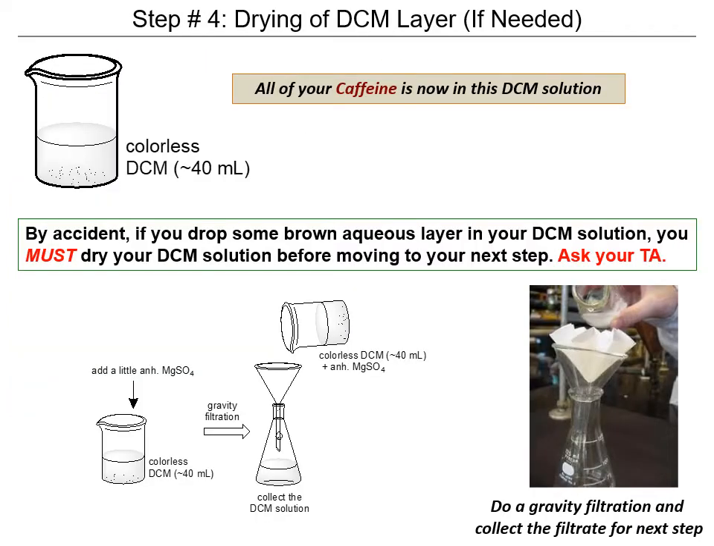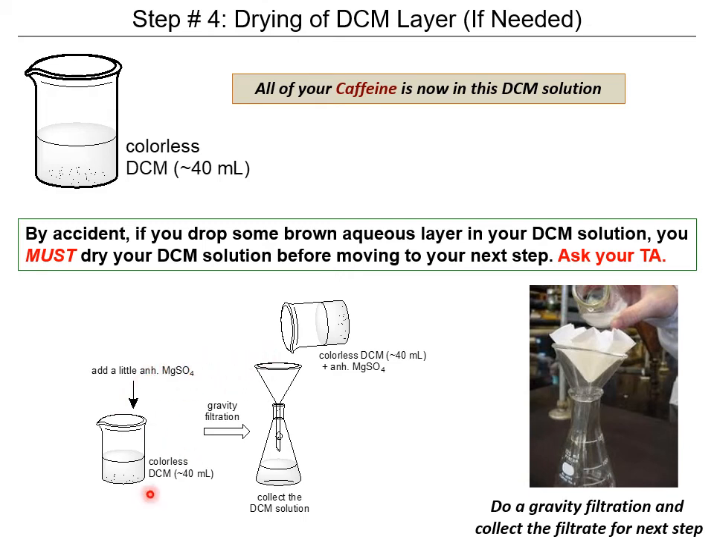At this point, you should have your desired caffeine in the DCM layer, which should be completely colorless. Now, if for some reason you accidentally drop some of the brown solution into your colorless DCM solution, there's more steps you have to do. So the first step is you want to dry it with magnesium sulfate, anhydrous magnesium sulfate.